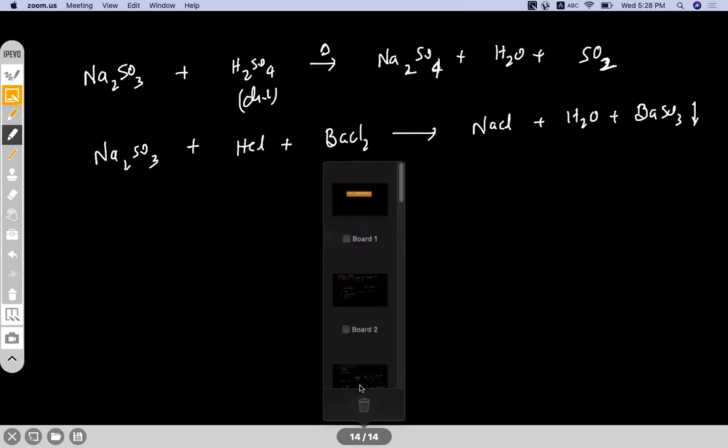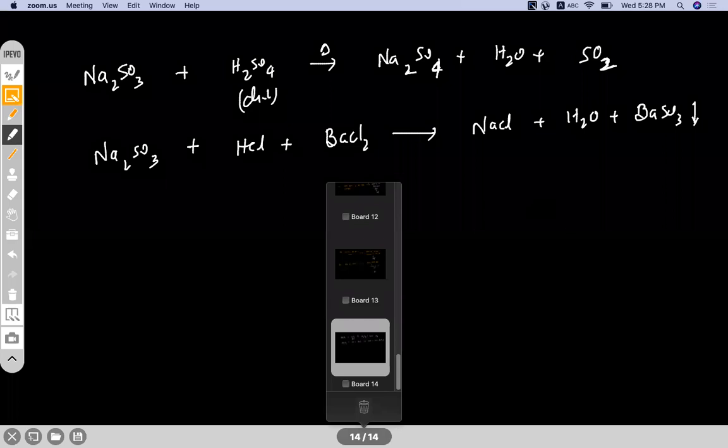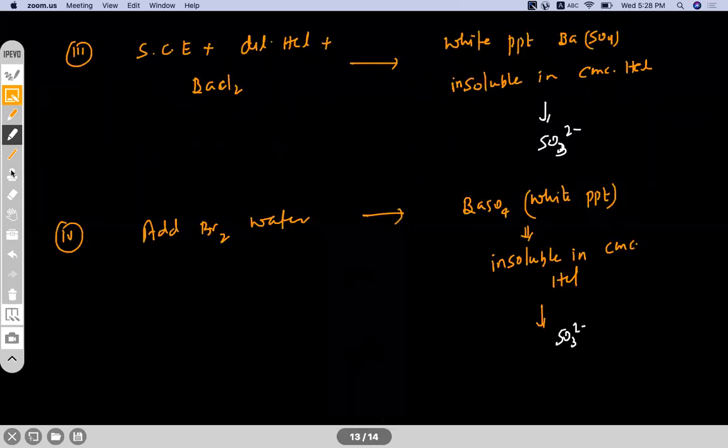Just let me check one thing. I think I have made one mistake. It forms a white precipitate of BaSO3, and BaSO3 is soluble in HCl. That's fine. Not BaSO4. I had written BaSO4 initially. It is BaSO3 that forms.